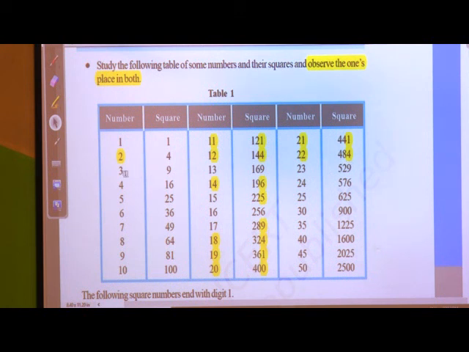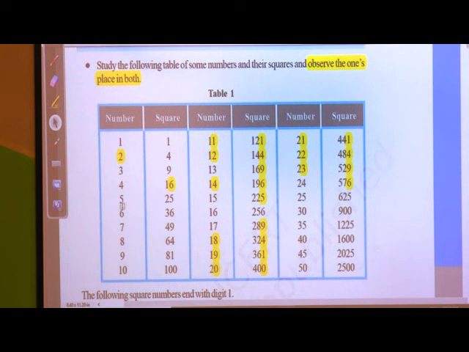Similarly for 3 same is happening, 3 square 9, 13 square 169, in ones place digit is 9, in 23 square 529, in ones place the digit is 9. 4 is the digit in ones place in 4, 14, 24. What is the digit in ones place of the square? 6. Here you can see 6. In 196 it is 6, which is 14 square. In 24 square 576, digit in ones place is 6.